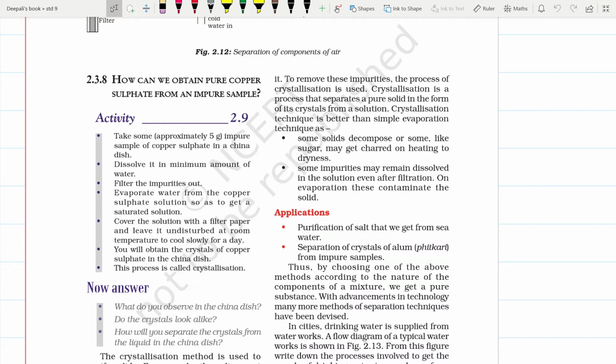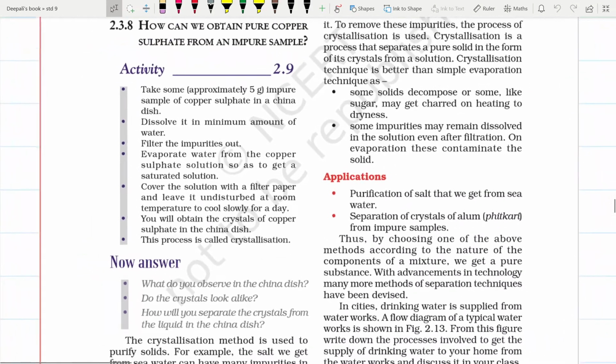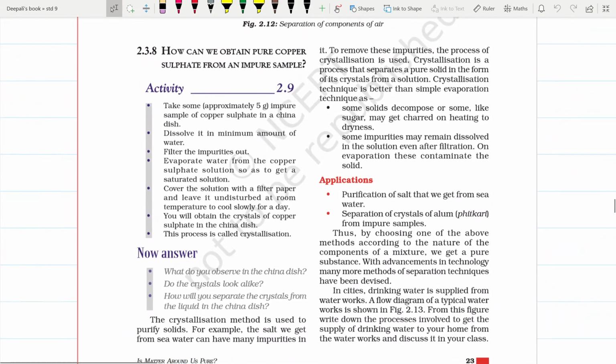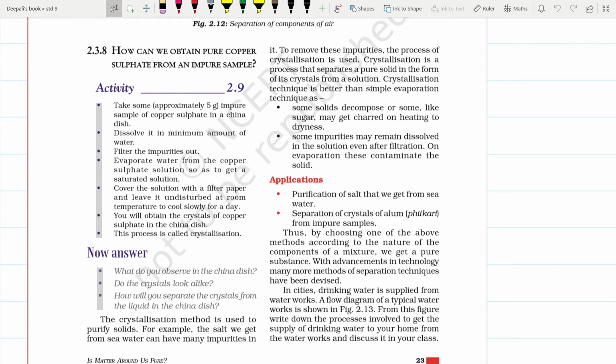Cover the solution with a filter paper and leave it undisturbed at room temperature to cool slowly for a day. You will obtain the crystals of copper sulphate in the china dish. This process is called crystallization. So, crystallization is a very important process for purification of various substances.